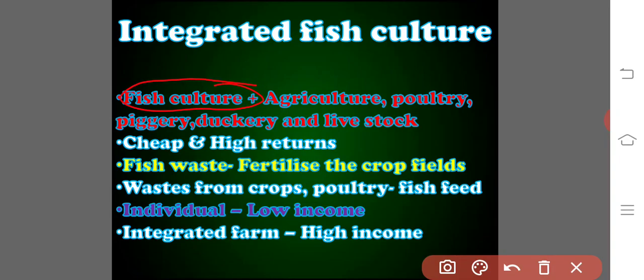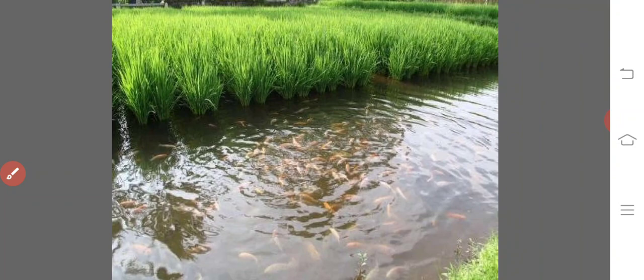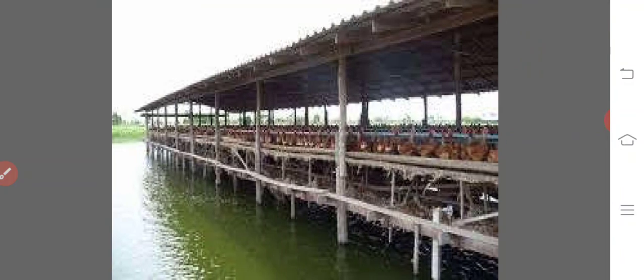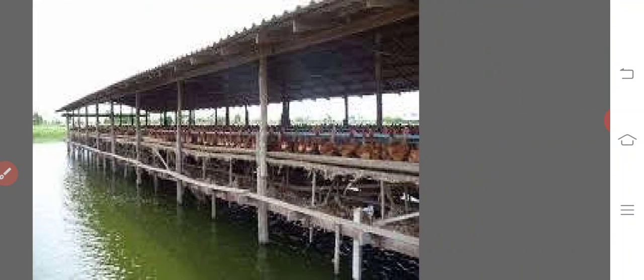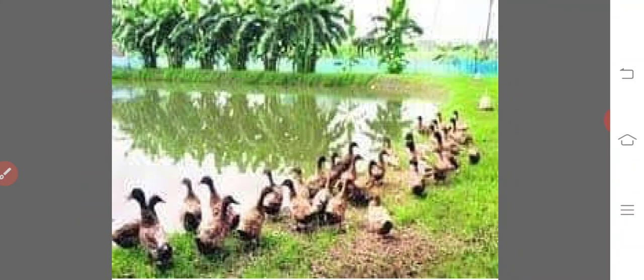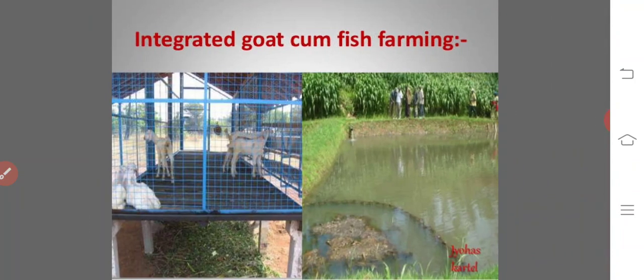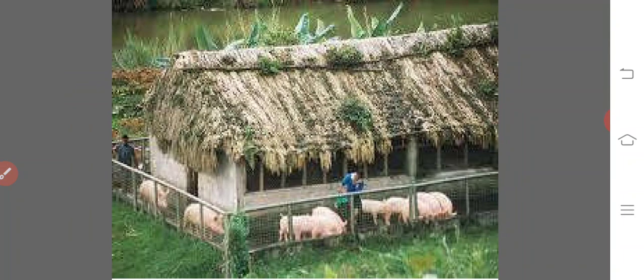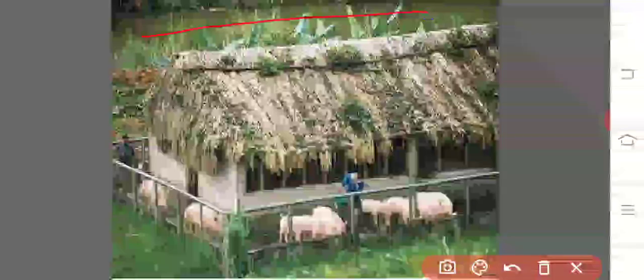If you go for only fish culture, or only agriculture, or only poultry, it gives low income. Whereas if you combine and integrate them, it gives high income, the most profitable thing. It is integrated fish culture. Let us see some examples. Here we have used paddy agriculture with fisheries, and here poultry with fisheries. Above there is a poultry farm, just below there is an aquatic pond, and here duckery and fishery, here goats and fishery, here piggery, and here we are observing the pond fishery.